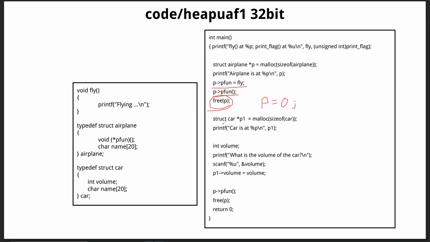Now after that, we malloc a car. We already learned how this heap works, so it's guaranteed that the car will get the same address as the airplane. Now we define a volume, and it will ask you what the volume of the car is, so you get a chance to input the volume of the car. After that, the car has a different pointer, P1. After that, let's say you call P1 P-func.